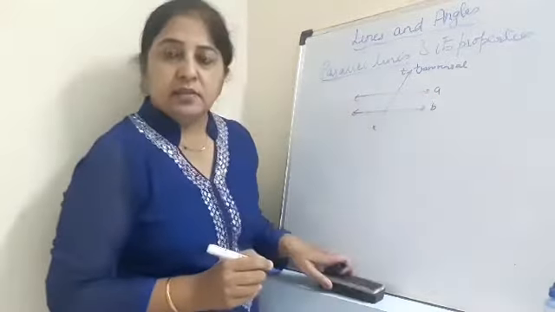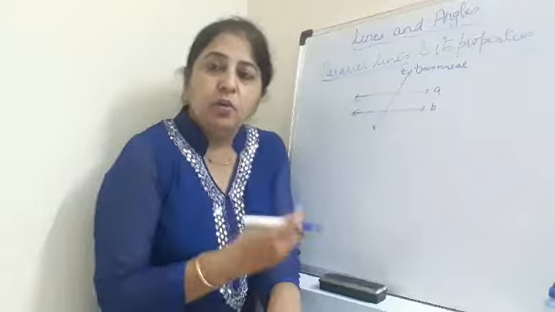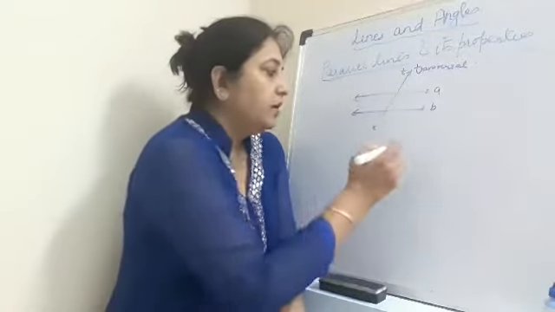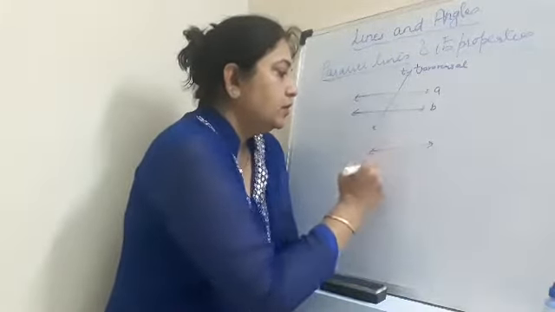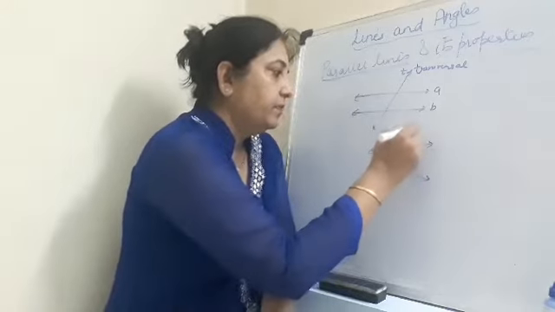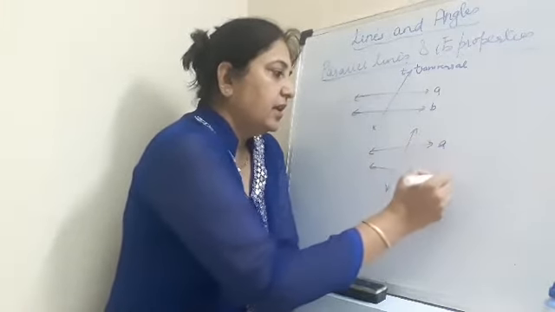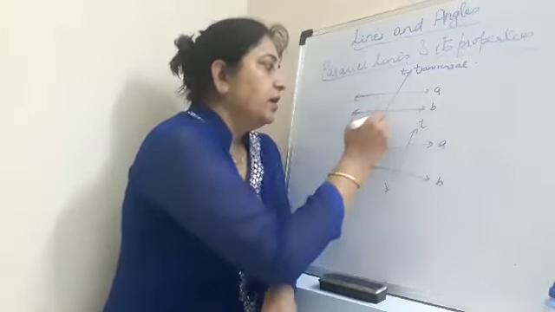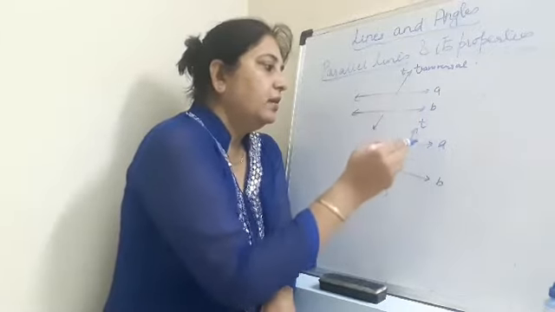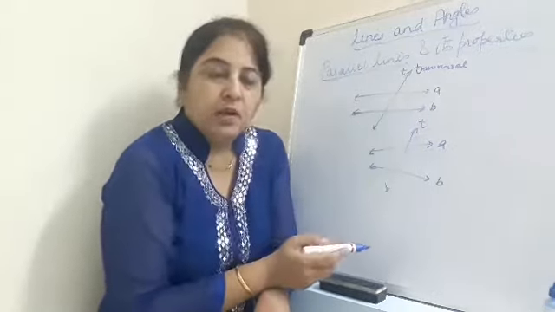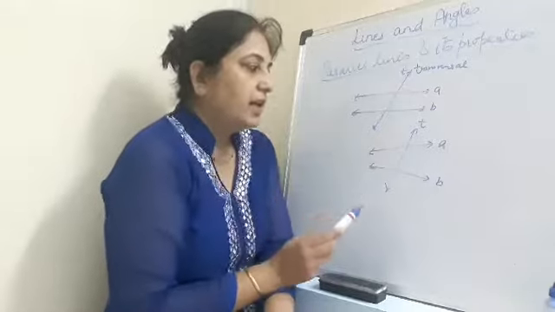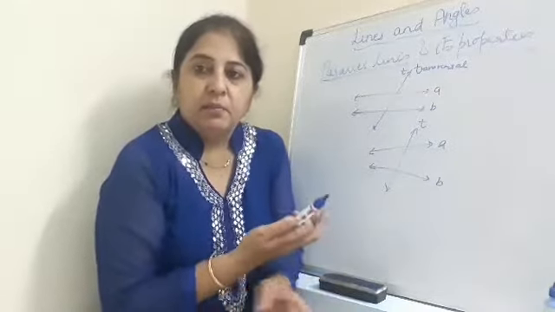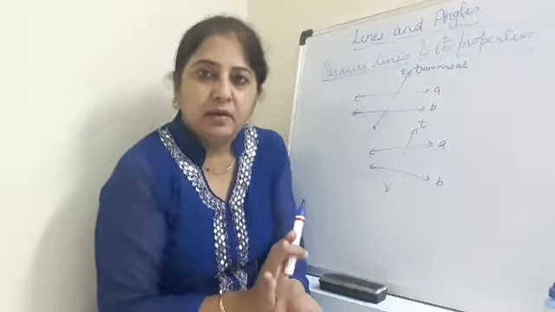Now it is not necessary that a transversal will only cut parallel lines. The transversal can also cut two non-parallel lines, right? So this is A and B, this is the transversal. Now these two are parallel, but these two are not parallel. So we can say that a transversal is a line which cuts two lines. They can be parallel lines and they can be non-parallel lines.